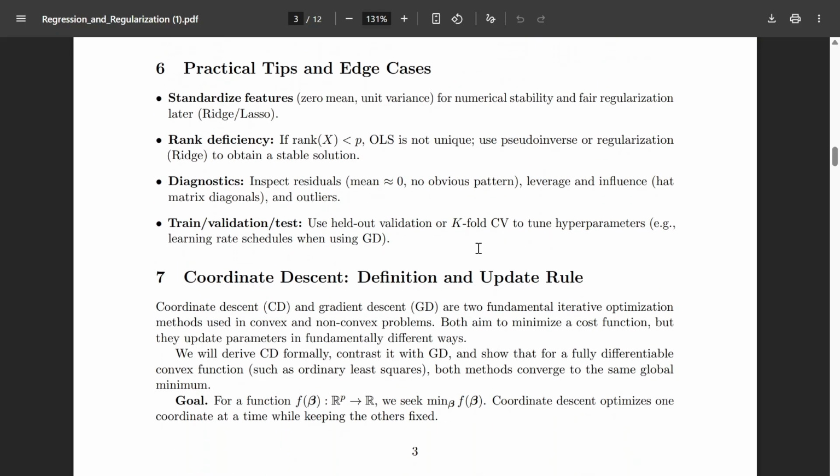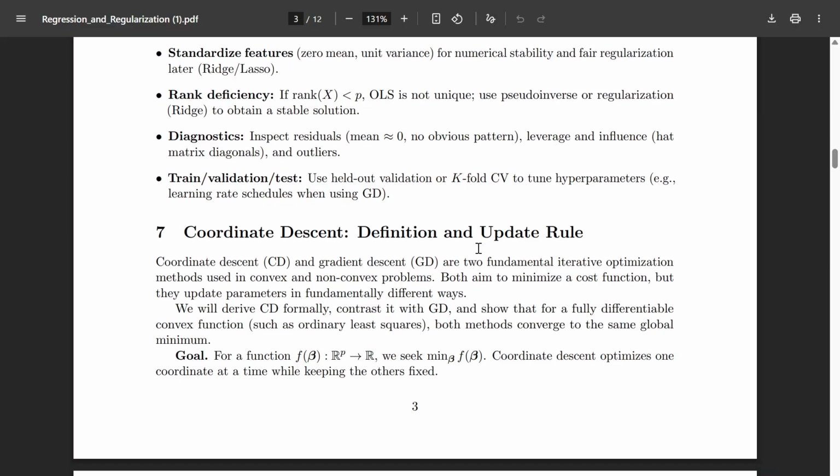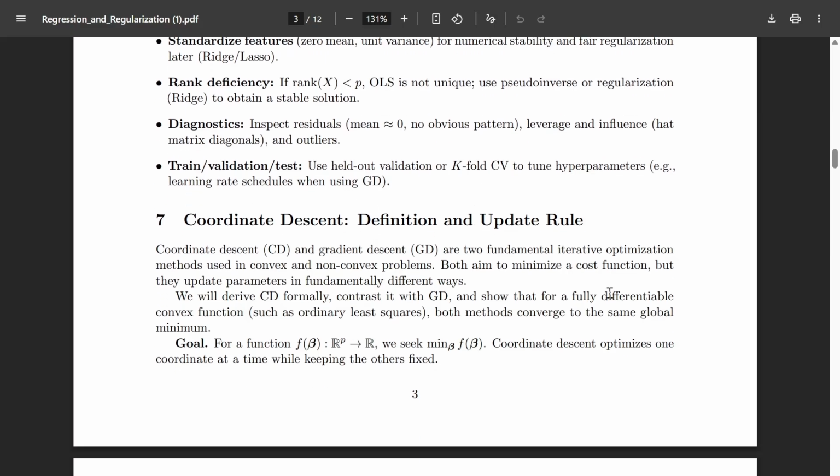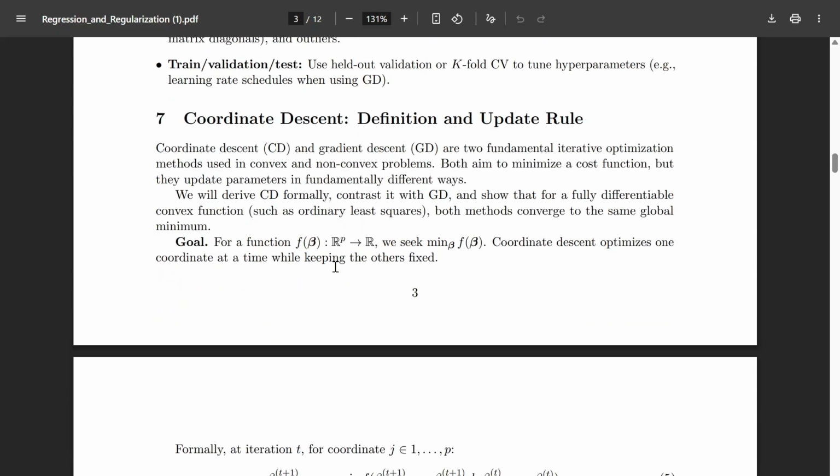Now I'll be teaching you some mathematical constructs, how we do certain things mathematically, and then we'll use them while we learn regression techniques. One of the first mathematical constructs is called coordinate descent. Coordinate descent and gradient descent are two fundamental iterative optimization methods used in convex and non-convex problems. Both aim to minimize the cost function, but they update parameters in fundamentally different ways.